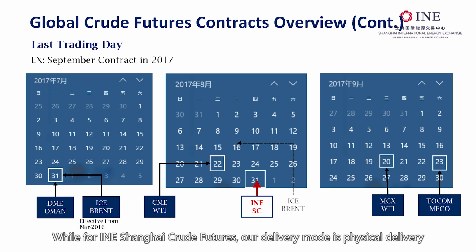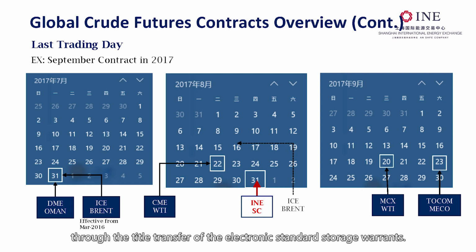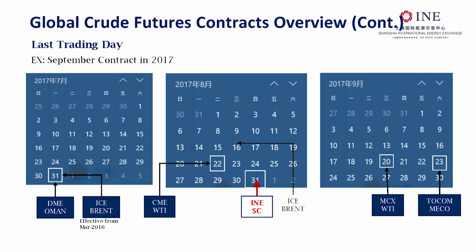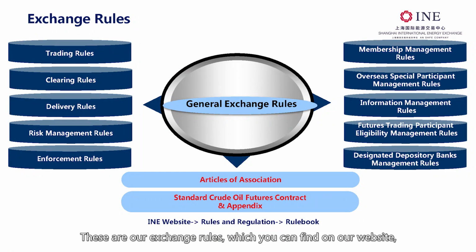While for INE Shanghai crude oil futures, our delivery mode is physical delivery through the title transfer of the electronic standard storage warrant. So for the September contract, the last trading day is August 31st, which is the last business day of the month preceding the delivery month. These are our exchange rules, which you can find on our website under the Rules and Regulations section.